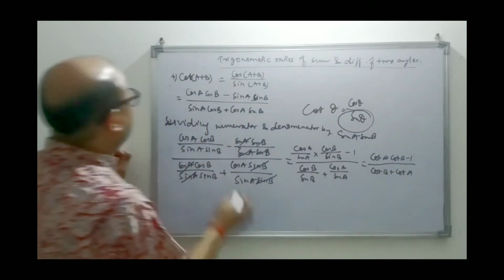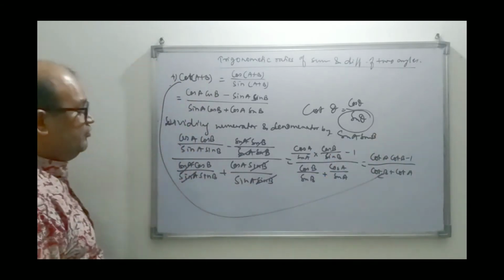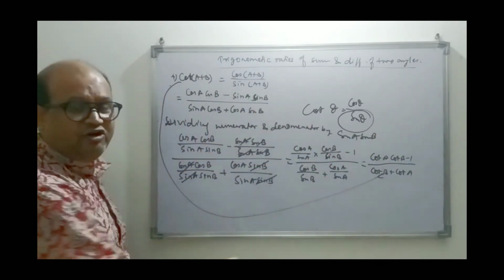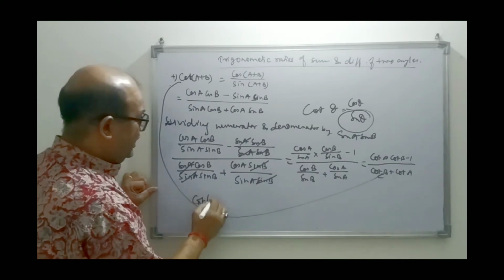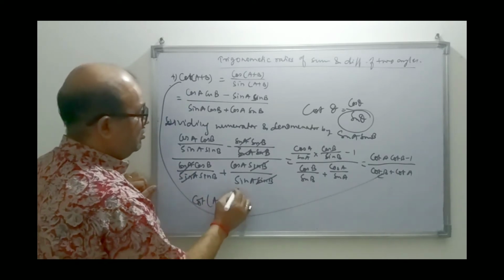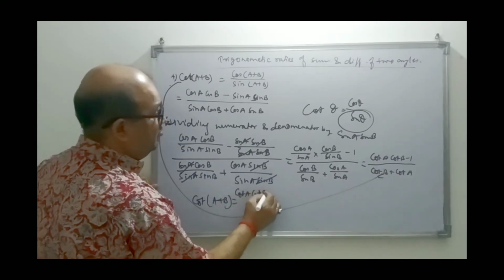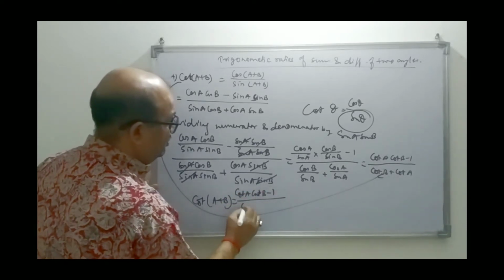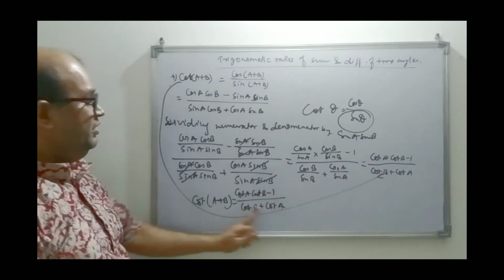So the identity of cot A plus B is this. If you don't remember, then you can find it by this method. So the identity: cot A plus B equals cot A cot B minus 1 upon cot B plus cot A.